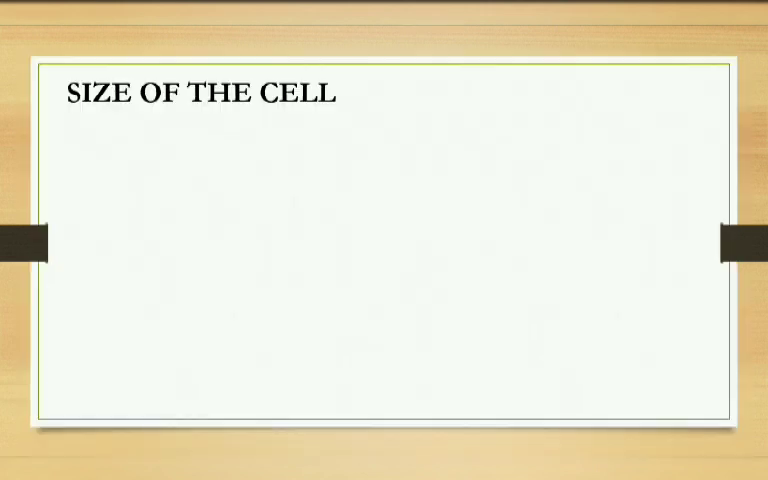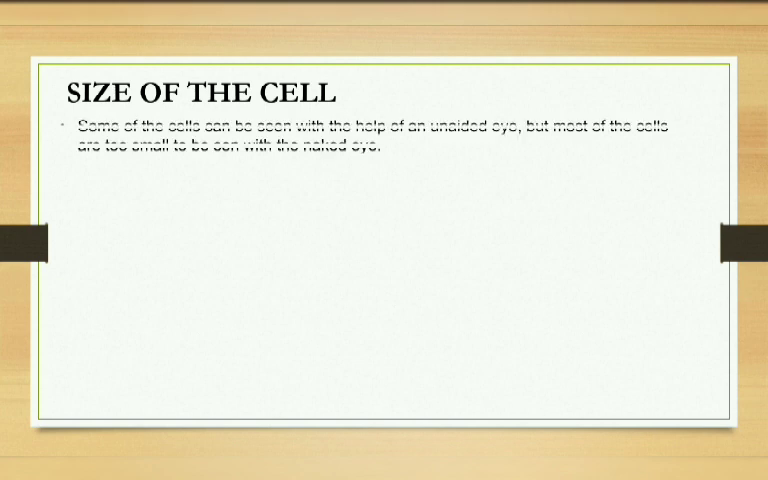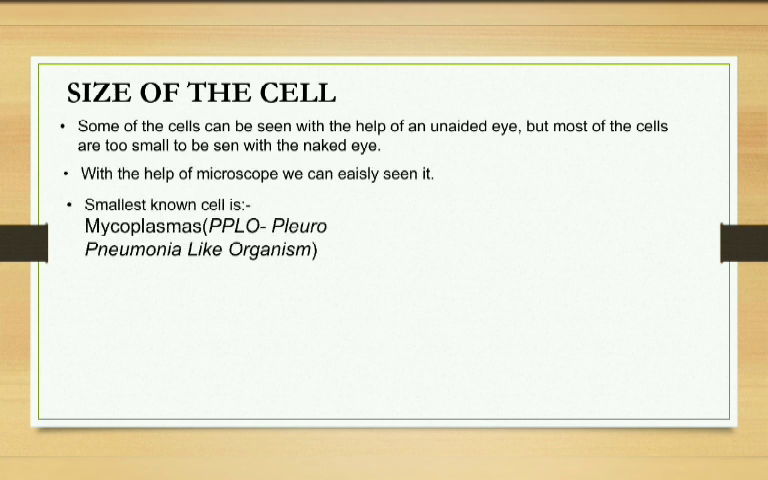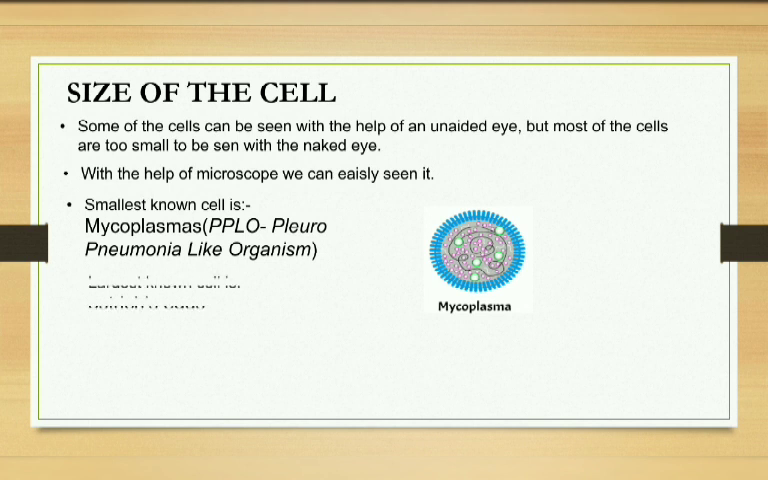Come to the size of the cell. Size totally varies. Some cells can be easily seen with the naked eye, but some of them are so minute that they cannot be easily seen. They can be seen with the help of a microscope. The smallest cell known today is PPLO, pleuropneumonia like organism, commonly called mycoplasma. This is the diagram. The second one is the largest cell, that is ostrich egg, as we all know. This is the diagram.